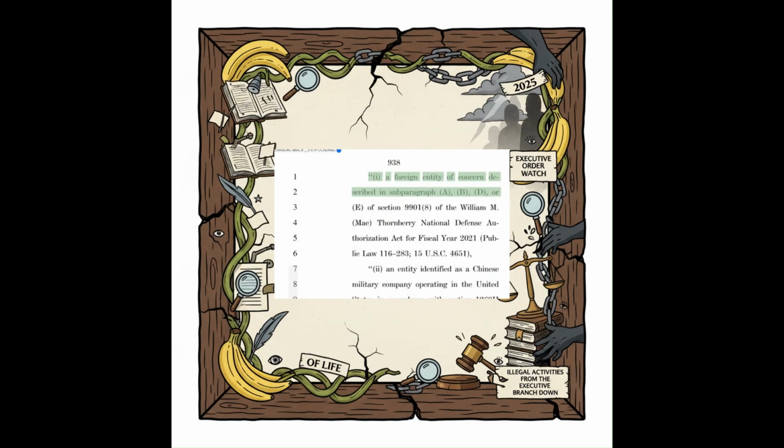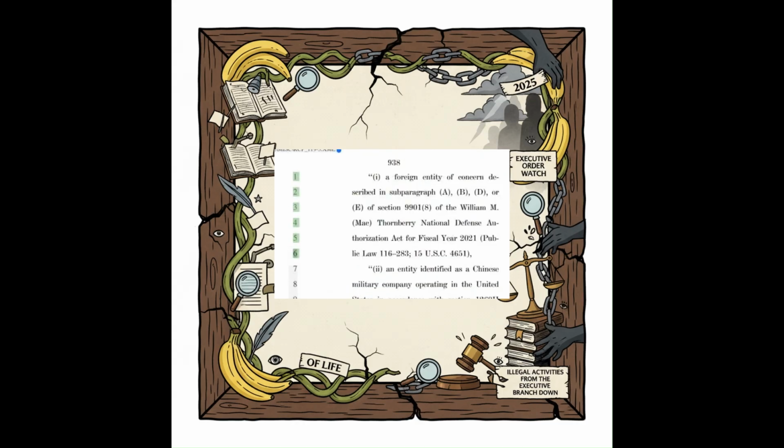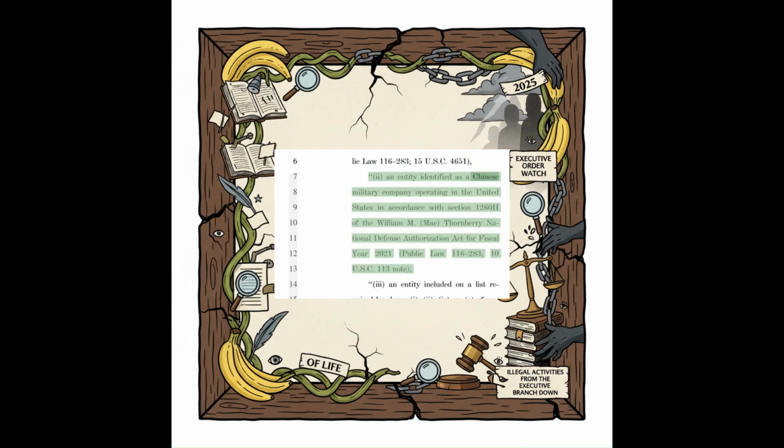938. A foreign entity of concern described in subparagraph or section 9901 of the William M. Thornberry National Defense Authorization Act for fiscal year 2021. An entity identified as a Chinese military company operating in the United States in accordance with Section 1260H of the William M. Thornberry National Defense Authorization Act for fiscal year 2021. An entity included on a list required by clause or of Section 2 of Public Law 11778.